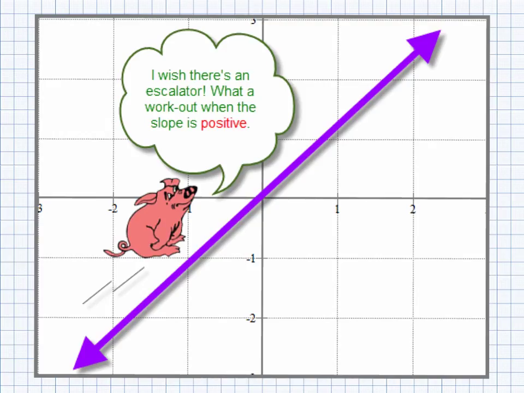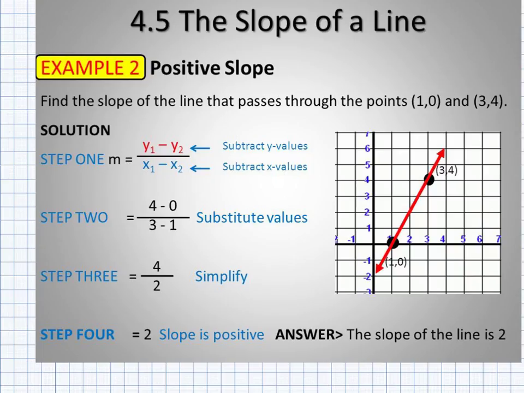This is just a cute little picture, but this is what happens when the slope is positive. It's going up into this quadrant here. Now this is find the slope of a line that passes through the points 1, 0 and 3, 4. We have the same equation, y1 over x1 minus y2 minus x2.